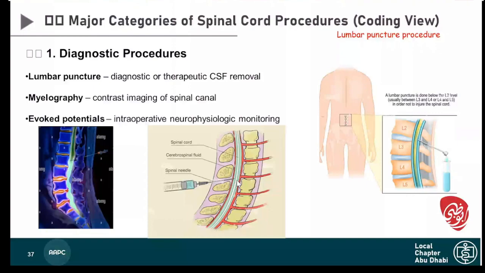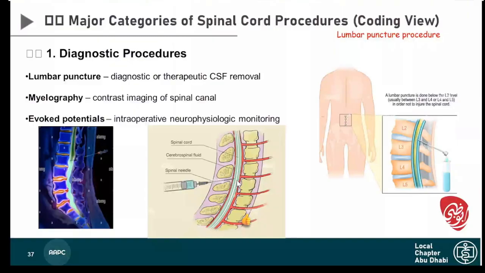Okay. Sometimes the CSF culture may be positive. So that is for diagnostic purposes. This is the example for diagnostic removal of CSF fluid.